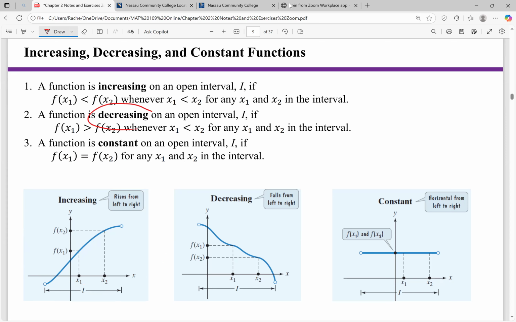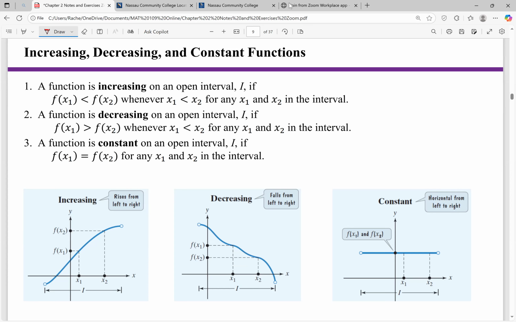Alternatively, a function's going to be decreasing. We look at the second graph on the bottom. If we look over the interval I, as we go from, let's say, x1 to x2, as the x values are increasing, the y values are decreasing. The graph is going to fall from left to right.